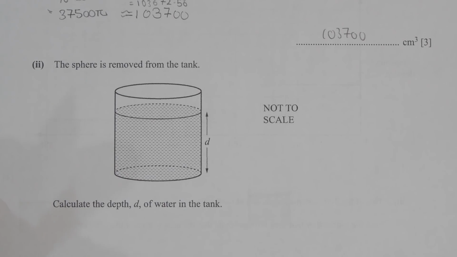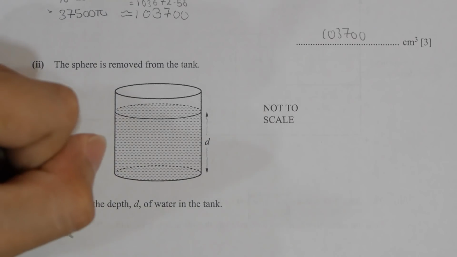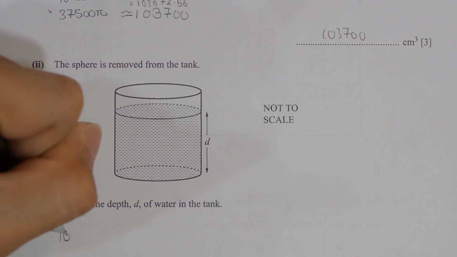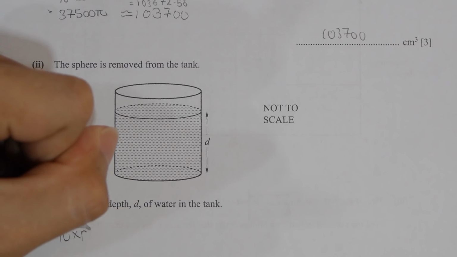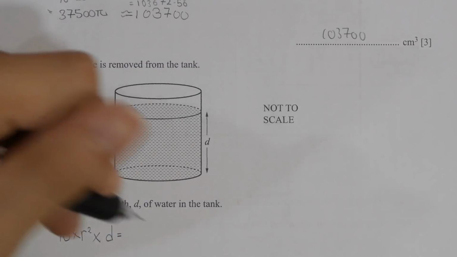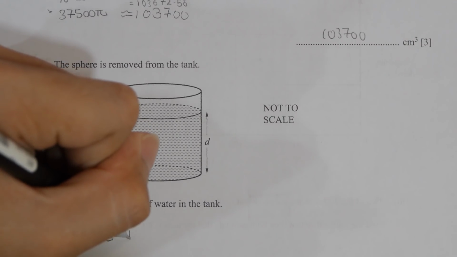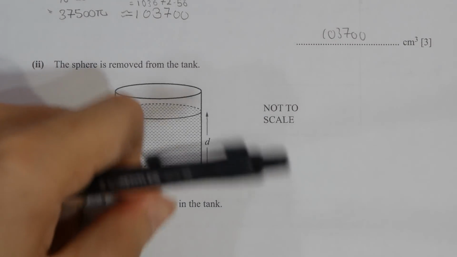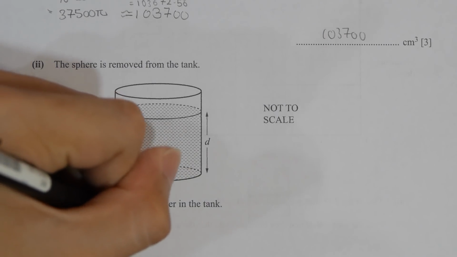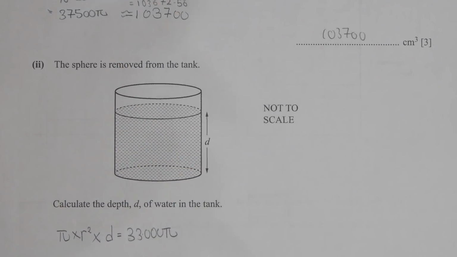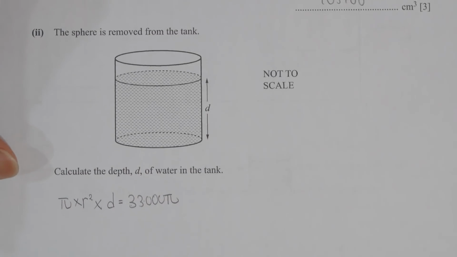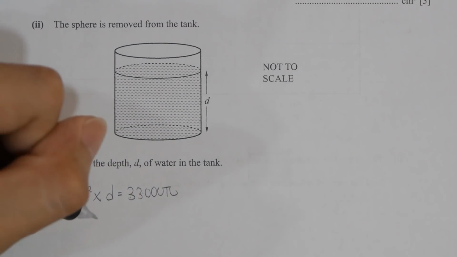And the next thing, the sphere is removed from the tank. Okay, so you'll be using the 33,000 pi that you have gotten from the previous question. Then you fill up the equation, and D is the only variable that is unknown. By running a calculation, you'll be able to find the value of D.